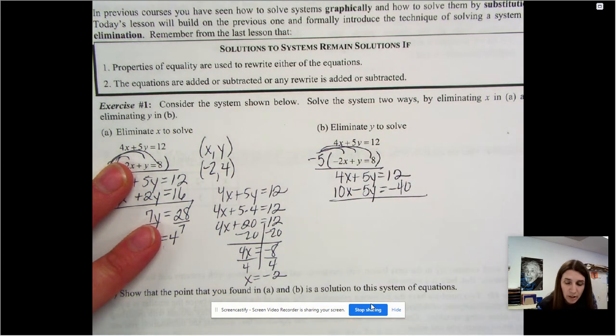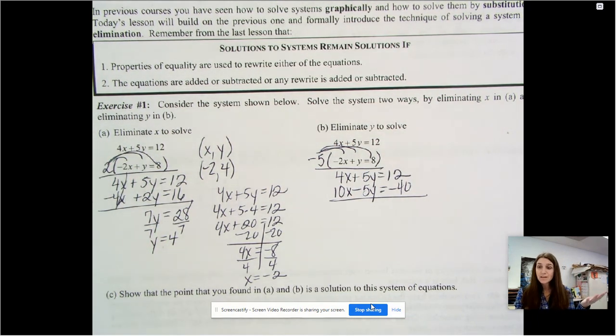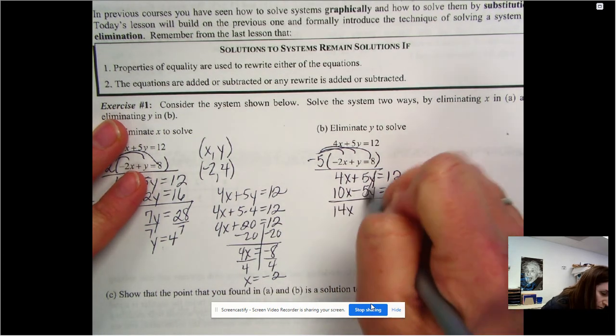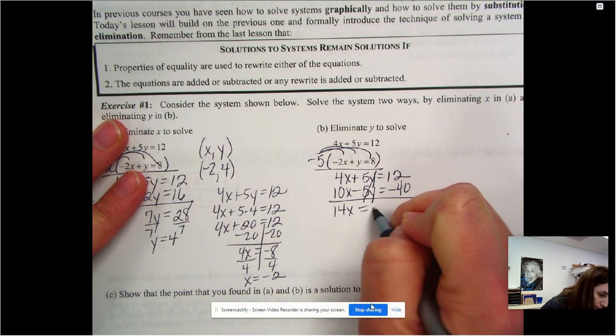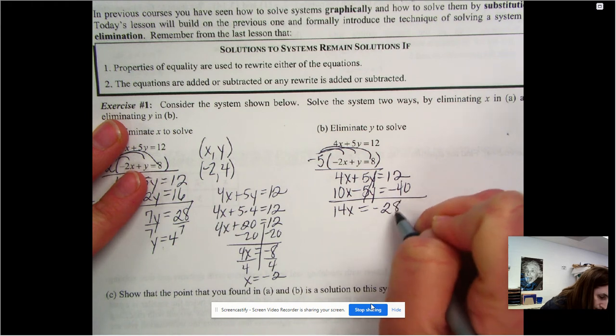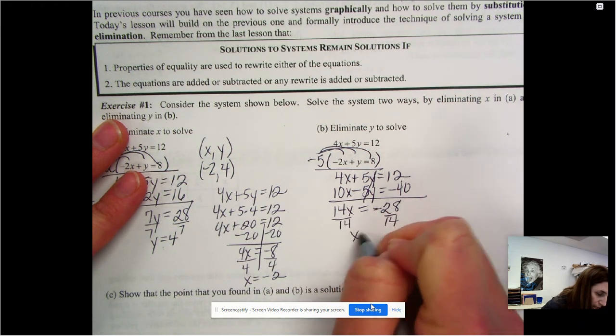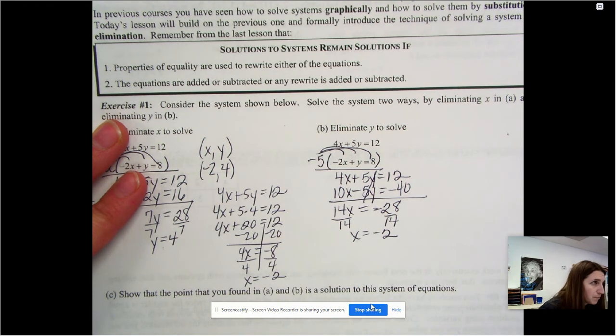Put your big fat bar in and go ahead and start solving. It's okay to pause the video and go ahead and then play again, okay? So when we add, we should get 14x equals negative 28. Dividing both sides by our coefficient of 14, we get x equals negative 2.